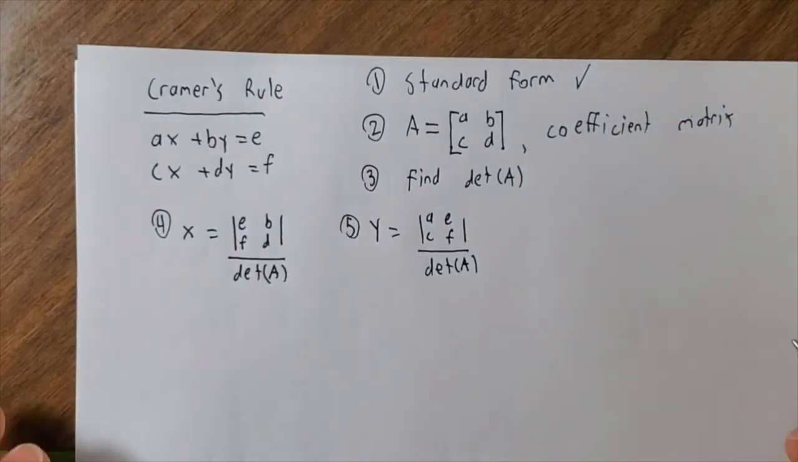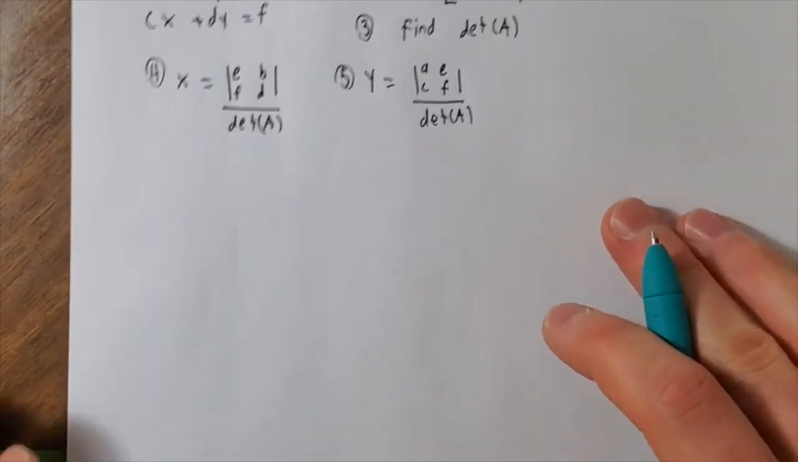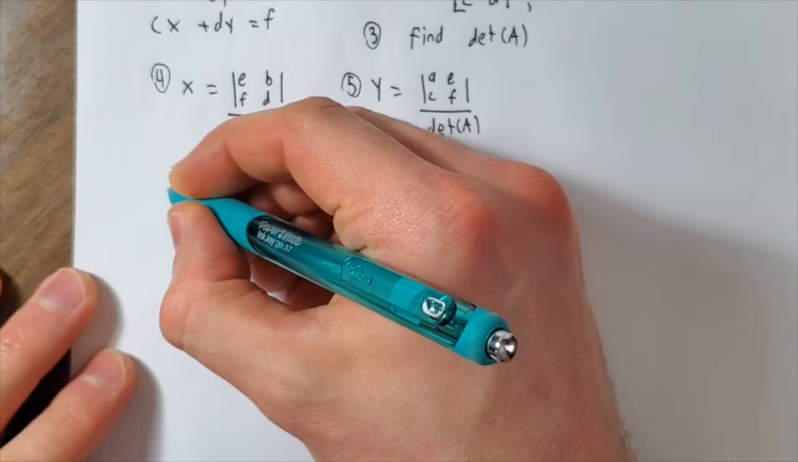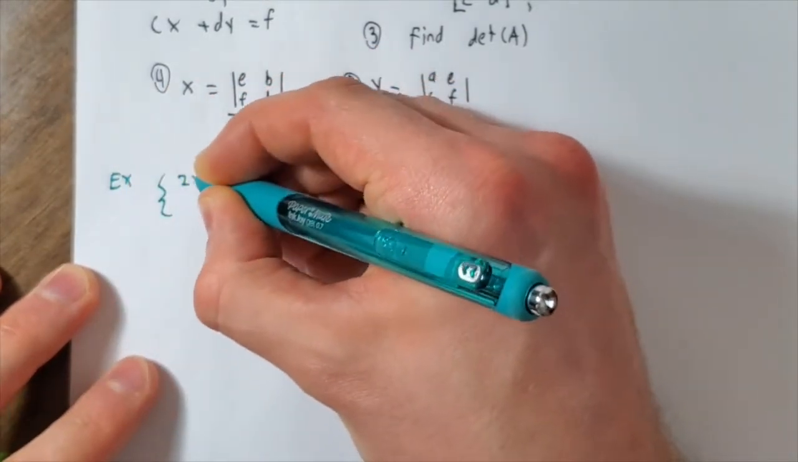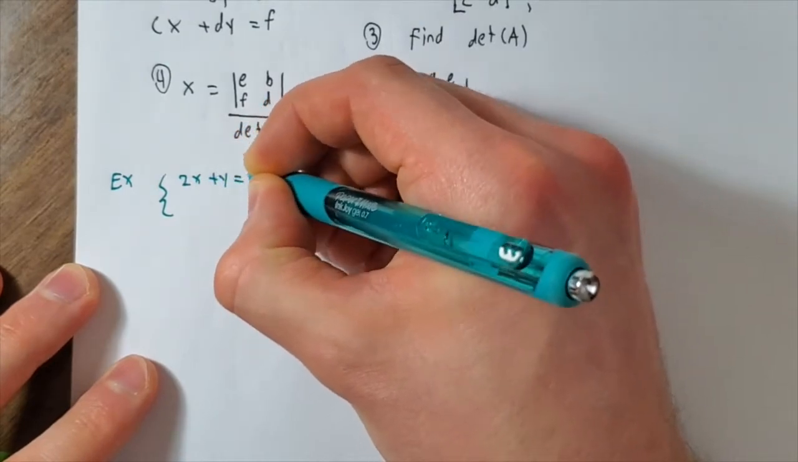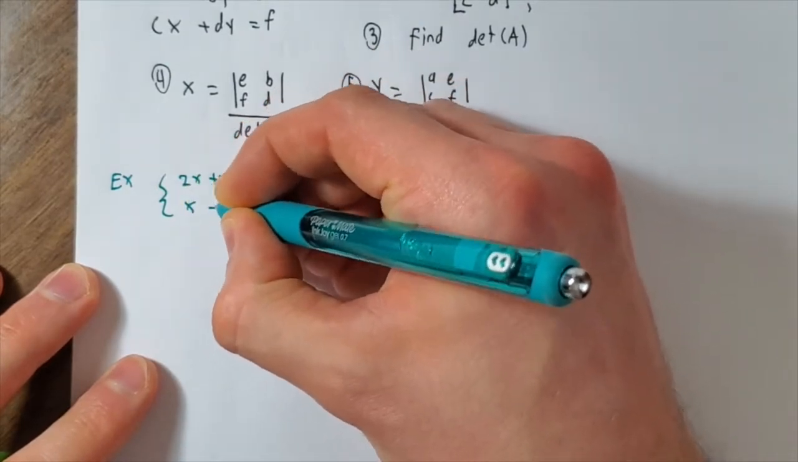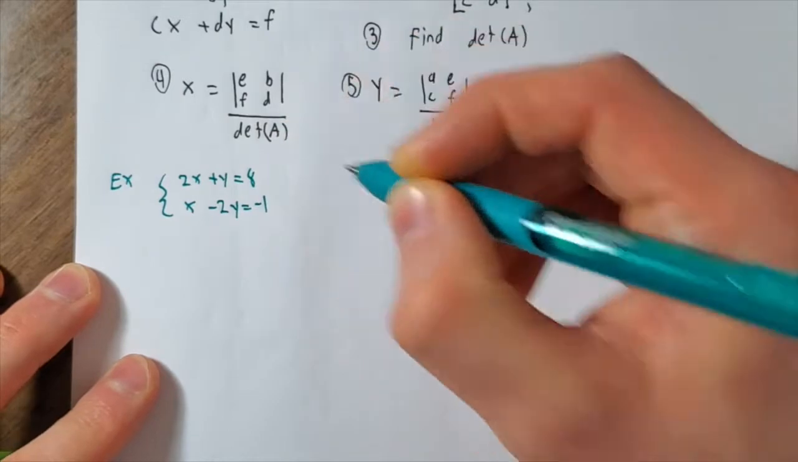All right, let's take a look at an example problem using Cramer's rule now. So if we have a new system here, 2x plus y is equal to 8, then x minus 2y is equal to -1.